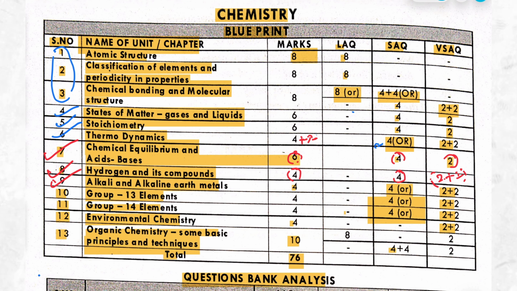Next one, alkali and alkaline earth metals, 4 marks. Here also sometimes they ask a direct 4 marks question, sometimes 2 VSQs. Next one, group 13 elements, the boron family. Here also a 4 marks question, sometimes directly 4 marks and sometimes 2 plus 2. Sometimes only a 4 marks question. Clear? And group 14, the carbon family. Here also we have a 4 marks question. Sometimes they ask 2 VSQs.